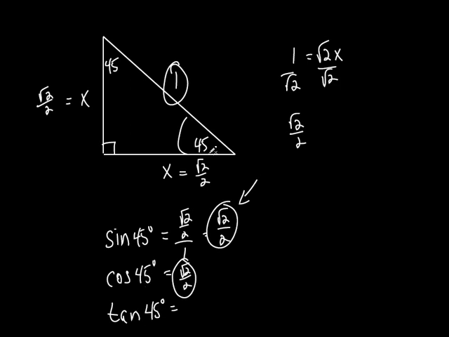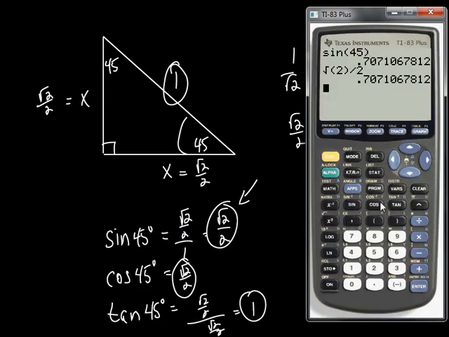What about the tangent of 45? Watch this. This is kind of cool. What's the tangent? Opposite over adjacent. So it's going to be square root of 2 over 2 over square root of 2 over 2, which is equal to 1. Before you go, watch this. The tangent of 45 should be what? Boom. There it is. Isn't that cool?